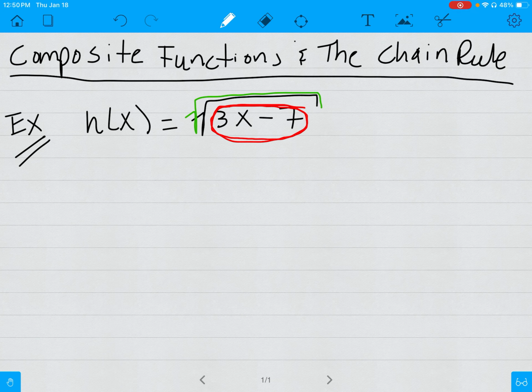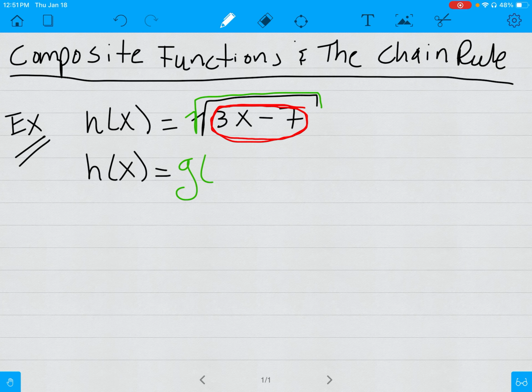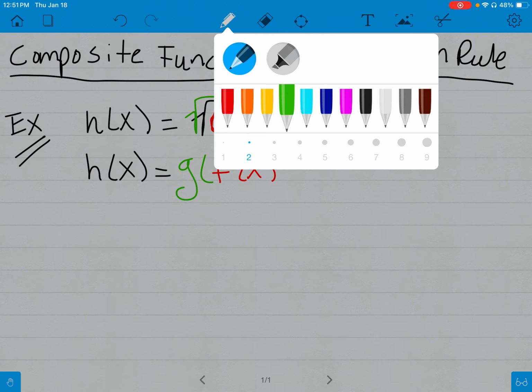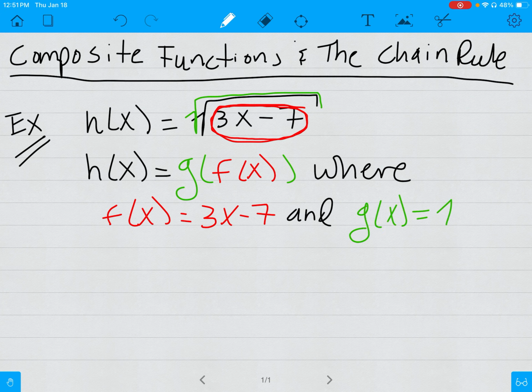So another way to write this h of x function would be to say that h of x equals g of f of x, where f of x equals 3x minus 7 and g of x equals root x.